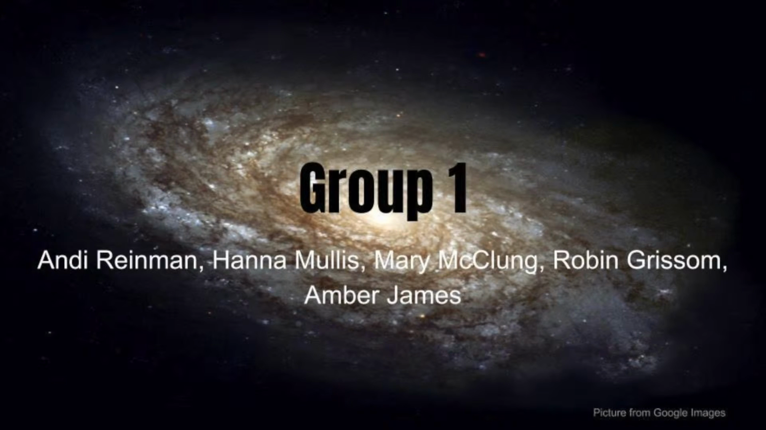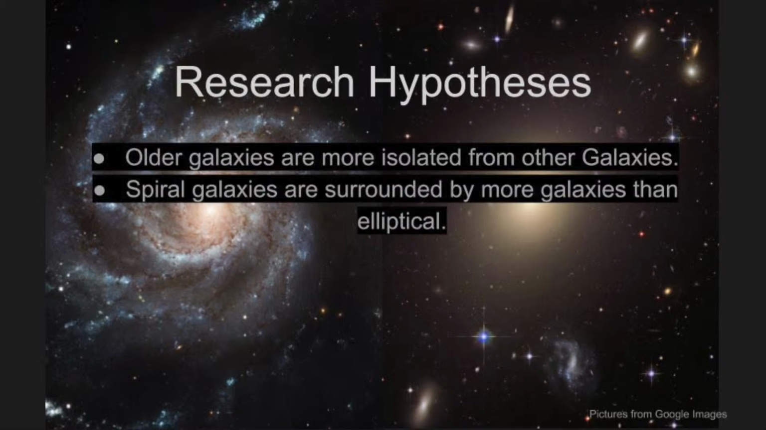This group project by Mary McClung, Robin Grissom, Andy Ryman, Amber James, and Hannah Mullis seeks to investigate local density in galaxies. We wanted to know what's the relationship between type of galaxy and local galaxy density. Our first hypothesis is elliptical galaxies are more isolated from other galaxies, and our second hypothesis is spiral galaxies are surrounded by more galaxies than elliptical.